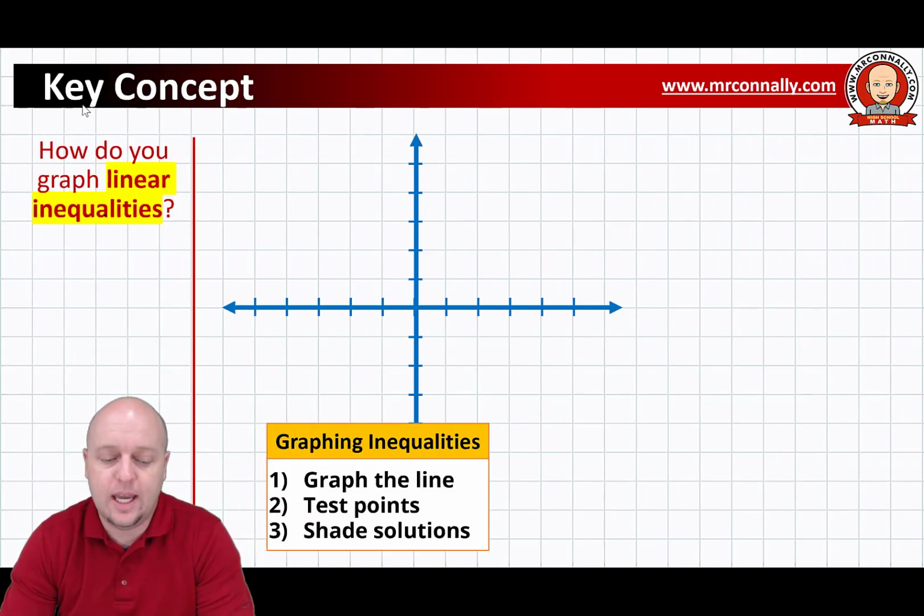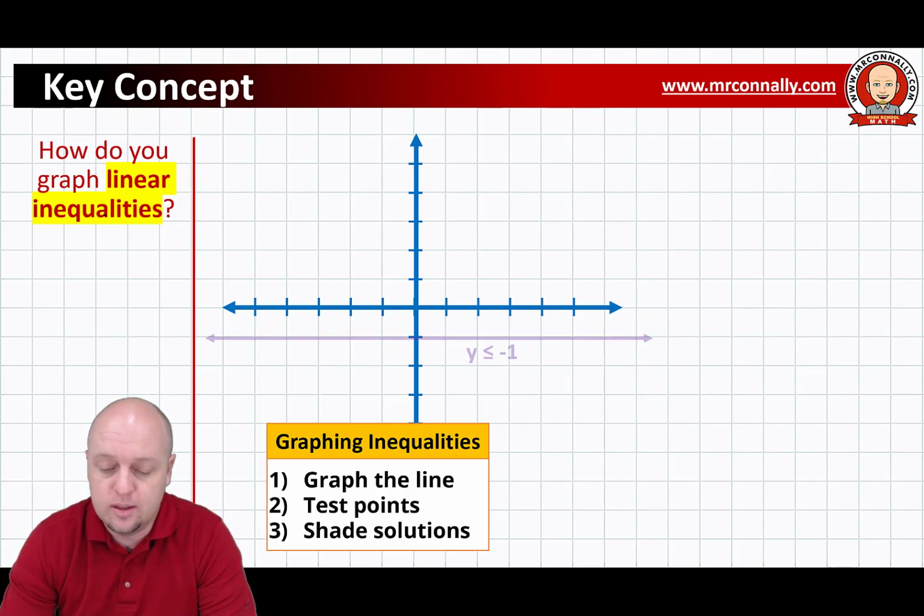Key concept for today: how do you graph linear inequalities? Well, we've got 3 steps to do that. First, we want to graph the line, test the points, and then shade the solutions. Remember, inequalities have more than one answer, so there's going to be more than one dot on our graph. So we're going to use something called the shading technique to show all the possible answers.